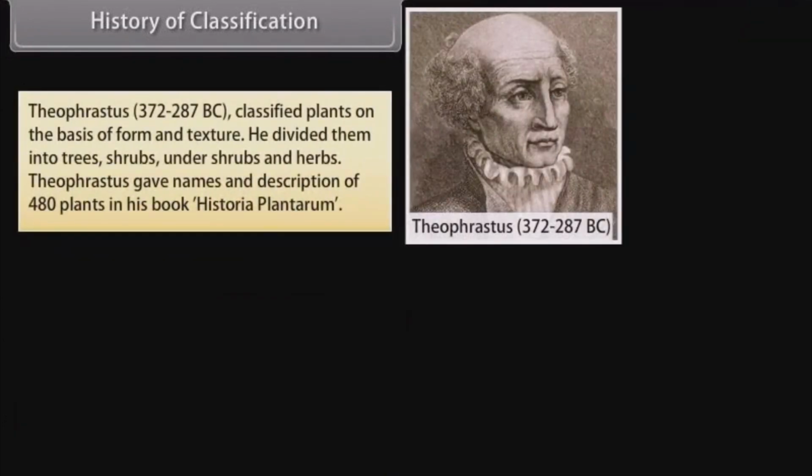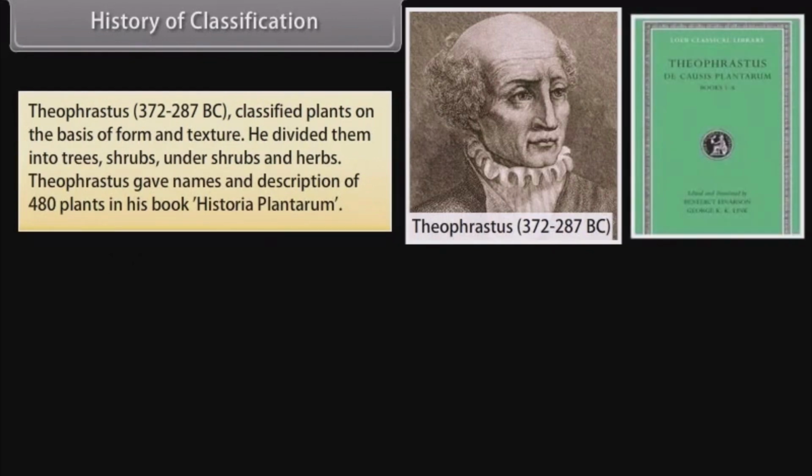Theophrastus, 372 to 287 BC, classified plants on the basis of form and texture. He divided them into trees, shrubs, undershrubs, and herbs. Theophrastus gave names and description of 480 plants in his book Historia Plantarum.